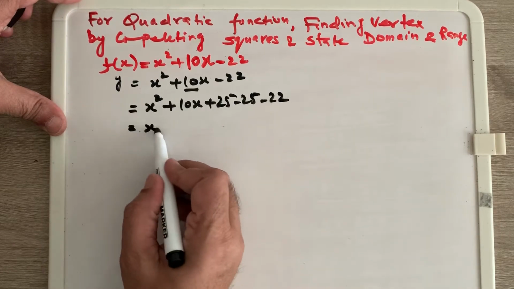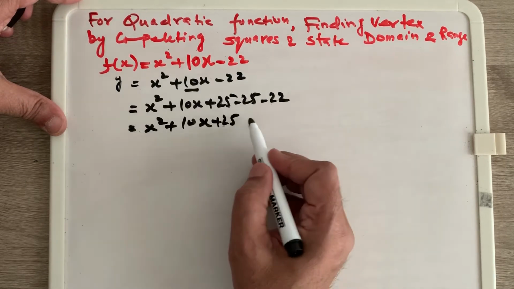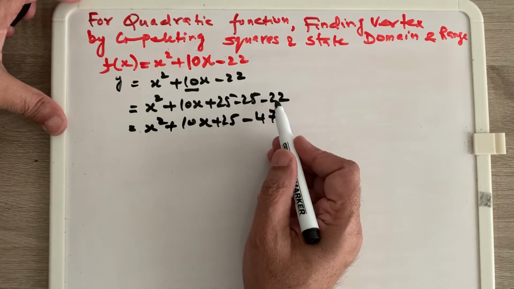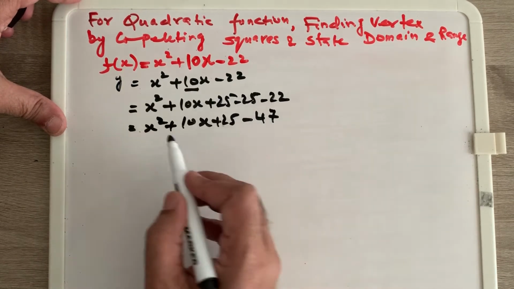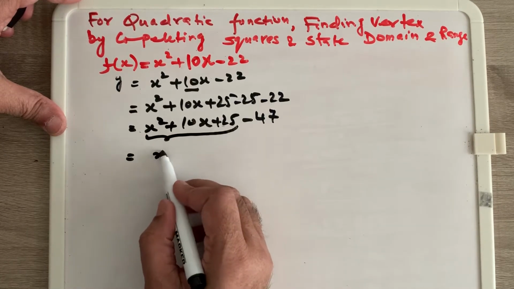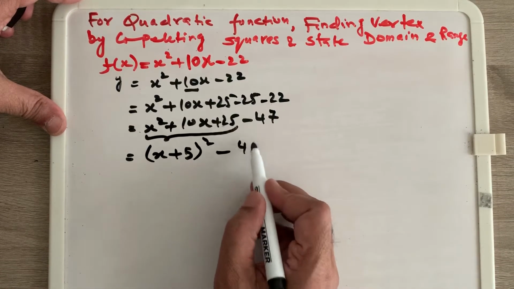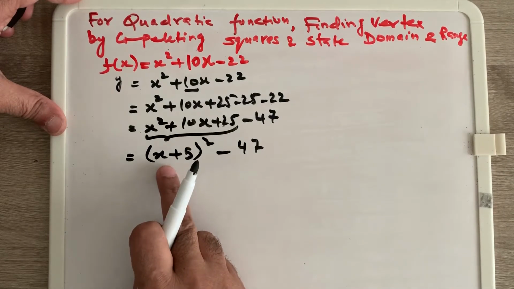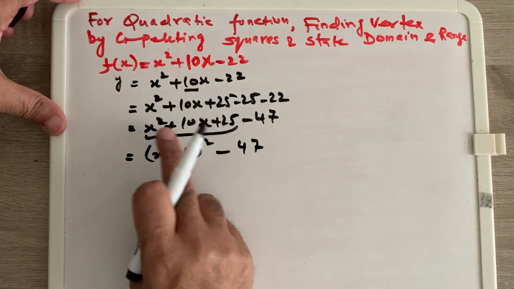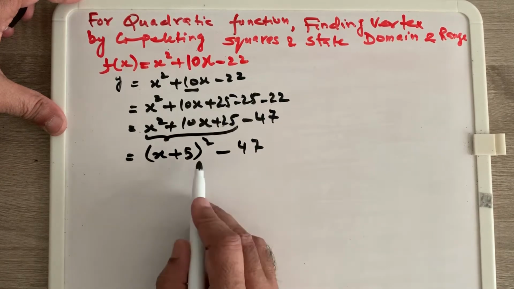And x squared plus 10x plus 25, this can be a complete square. I will make it a complete square minus 47. So 25 and 22 both are minus, so I have minus 47. This thing, x squared plus 10x plus 25, can be written as x plus 5 whole square and minus 47. So if you open this whole square, you know (a plus b) whole square is equal to a squared plus 2ab plus b squared, and we will be receiving x squared plus 10x plus 25. So I can write it as a whole square.